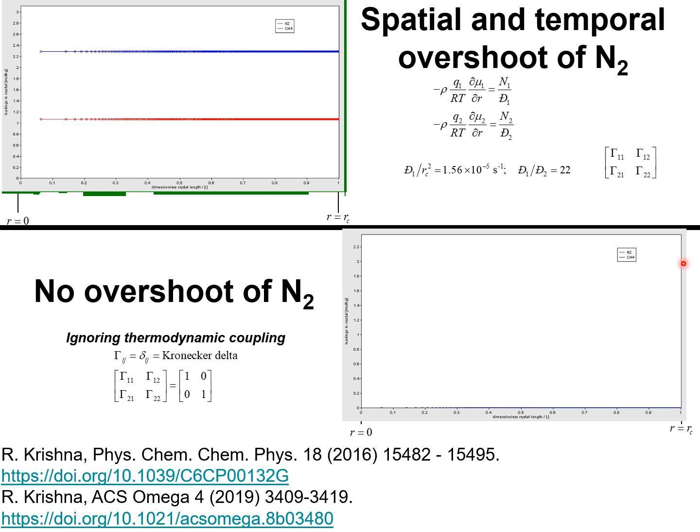Let's now perform the same set of simulations, but now ignoring thermodynamic coupling and assuming that the matrix of thermodynamic correction factors is the identity matrix. In other words, gamma ij is the Kronecker delta. These simulations are shown here. Again, this is the surface of the crystallite. This is the center. The red line is for nitrogen. The blue lines are for methane.